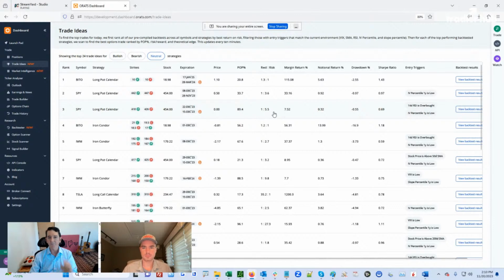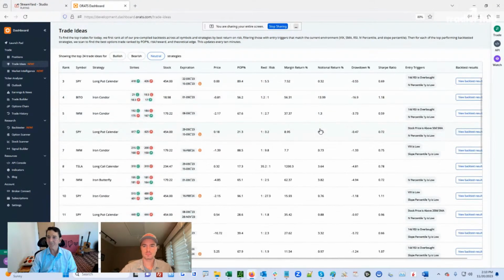It's about a month out. Risk reward, so it's 1 to 5. So it's somewhat risky versus what you get. The margin return is pretty low, 7%. The notional return, which is your returns divided by stock price, is low. So I might pass on that one. So I might continue to look.